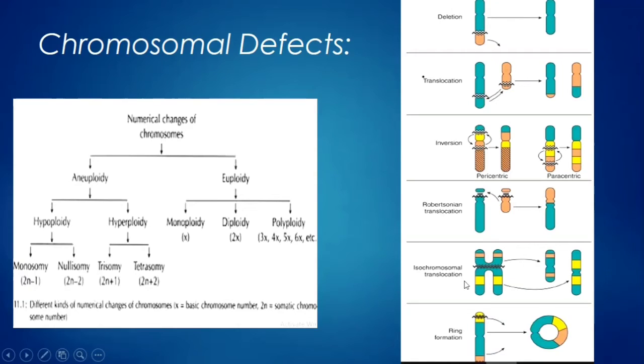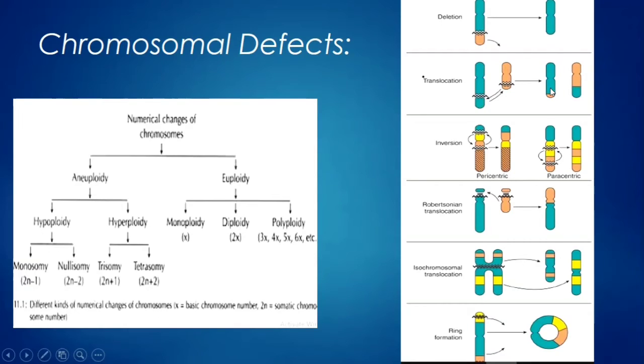First, let's look at the deletion. As the name suggests, in deletion, there is the deletion of one part or one segment of a chromosome. As you can see, this yellow color segment is deleted from this portion. The second type of chromosomal defect is translocation. In translocation, you can see both these segments of the chromosomes are interchanged with each other. This is known as translocation.